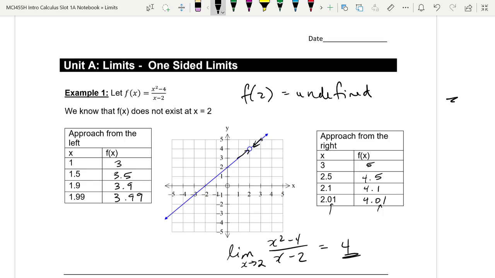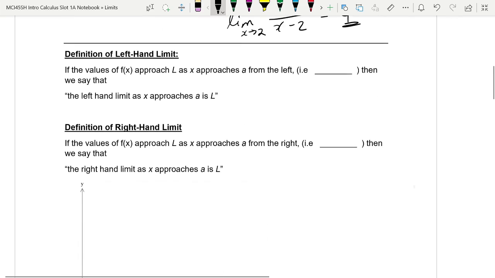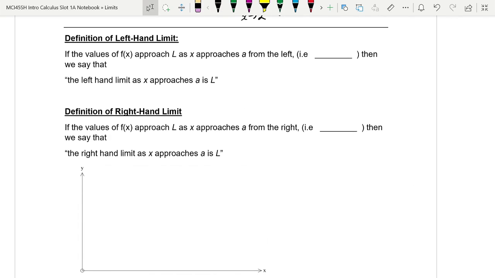Now, not all of the limits we're going to do work out that nicely because they're not all holes. So sometimes you have to think about limits as coming from two directions. I mean, we did. We approached it from the left. We approached it from the right. But let's define what it is to actually just do one of those at a time.